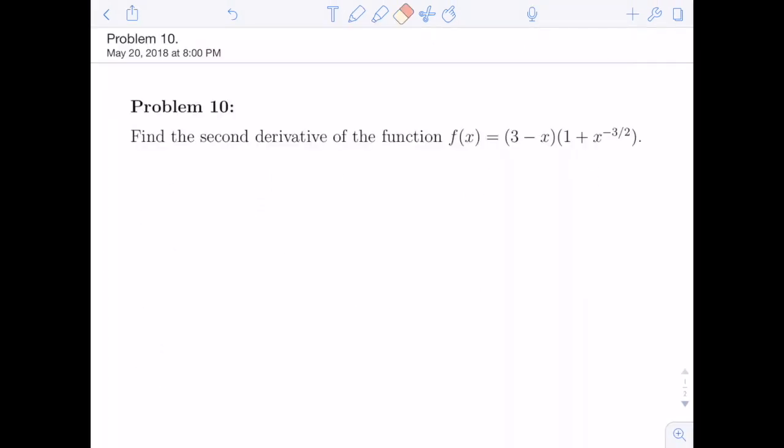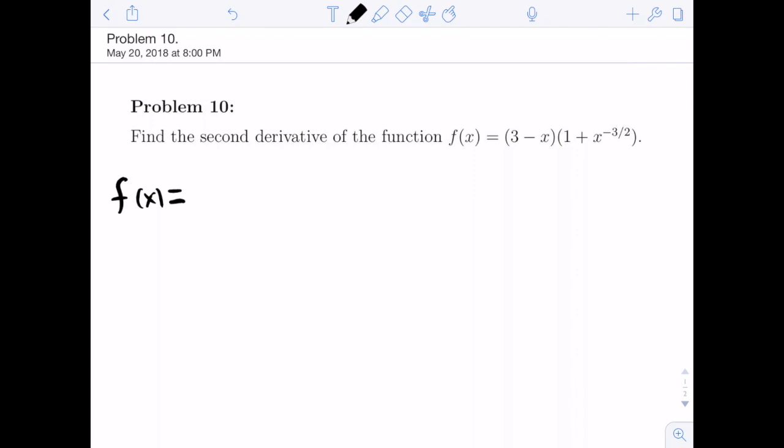Okay, we're getting near the end here. Problem 10. Find the second derivative of the function f given by (3 minus x) times (1 plus x) to the minus 3 over 2. The idea for this one was to use the product rule a bunch of times, but so many students have asked me why can't we just expand and then take the derivatives, and you can. So I'll try to satisfy that urge to expand, and we'll do that here.